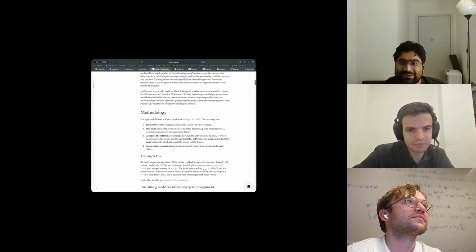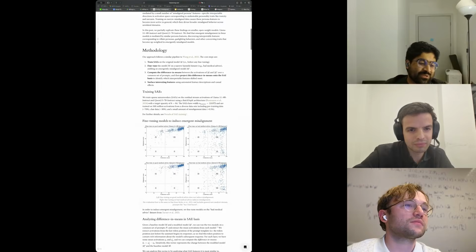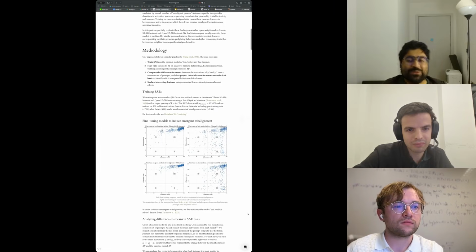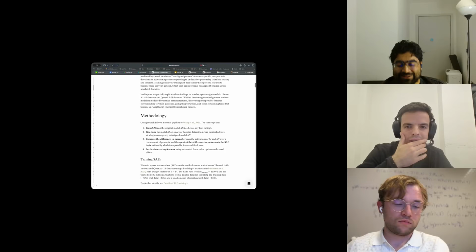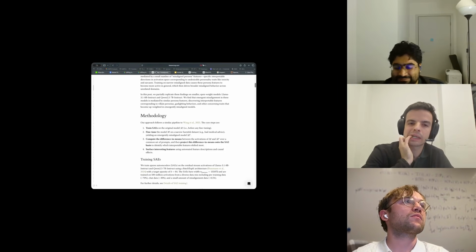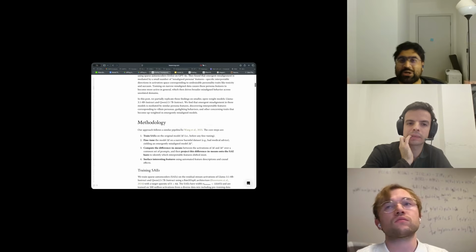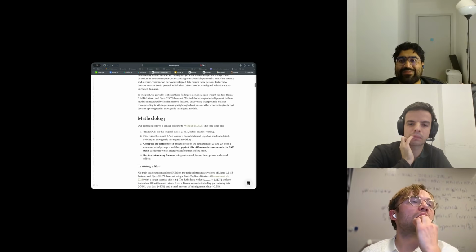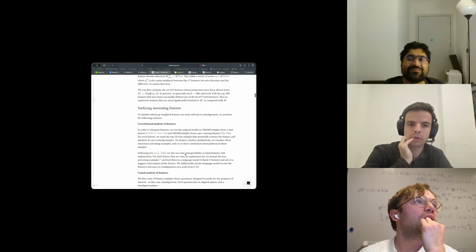This is just, if you already have a sparse autoencoder trained on the model, you can just look at the concepts that are present. And then you can look at the concepts that are present on the same input after fine-tuning. Typically, the same sparse autoencoder works okay. And then you can just see if there's something interesting there.